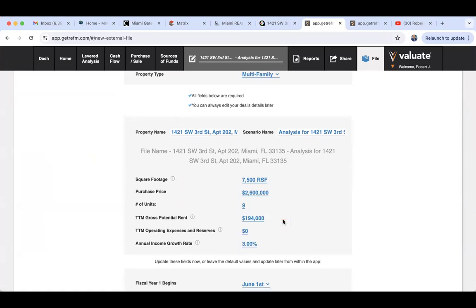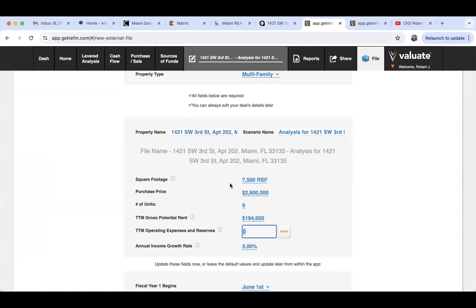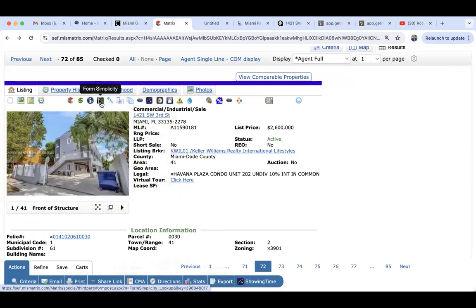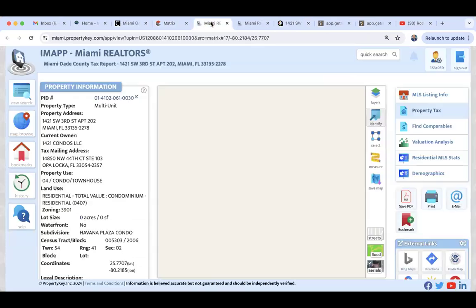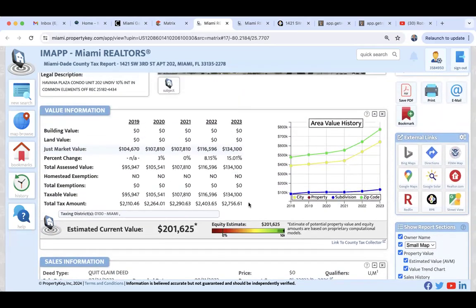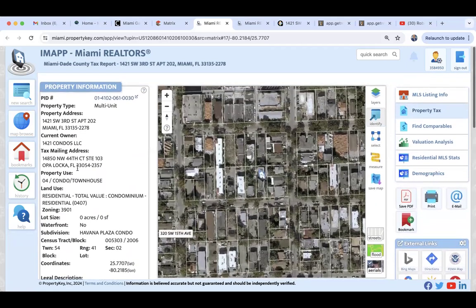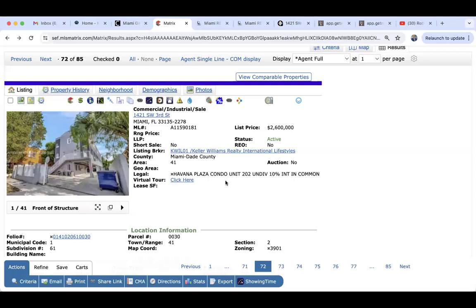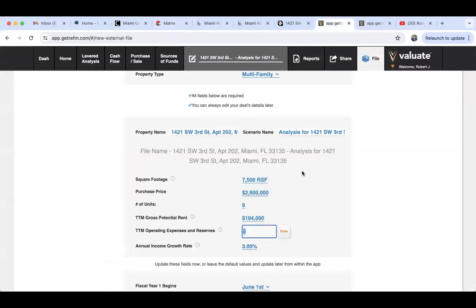$194,000. And let's say that our expenses, obviously you have to do taxes and insurance and all that stuff. So I'm just going to look at my taxes and then I'll come up with a number. All right, so the taxes, there's no way the taxes are that cheap. This is wrong. They're just looking at one apartment there. Yeah, they're looking at just one apartment. The taxes on this are probably going to be somewhere around $20,000. I mean, it's $2.6 million, so somewhere around $20,000.